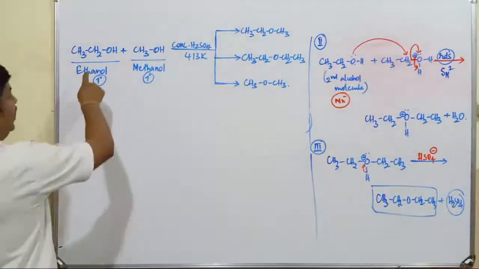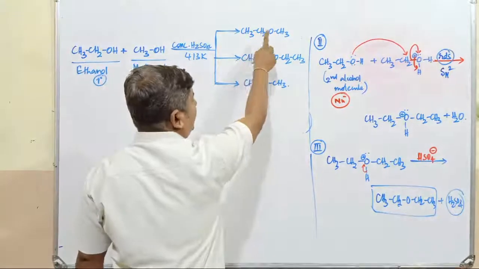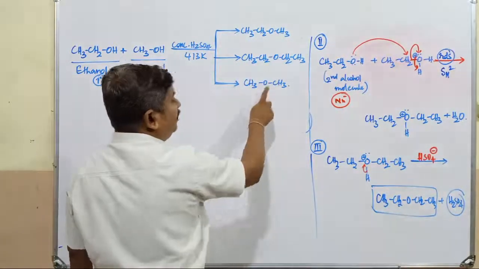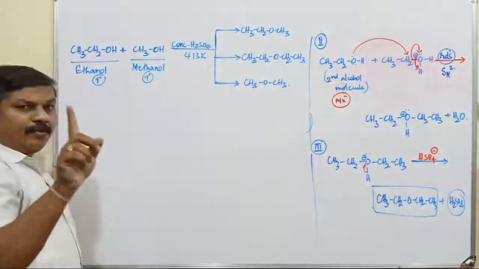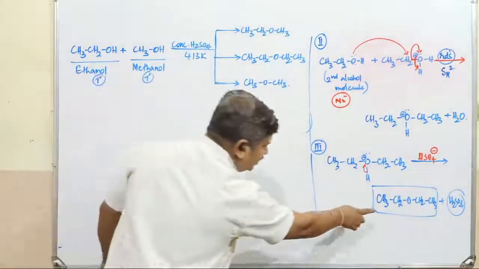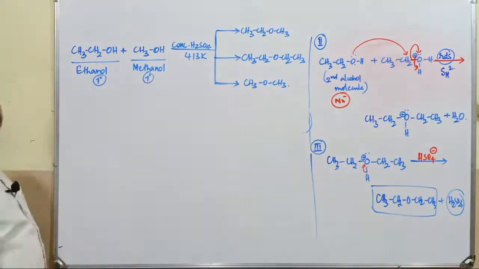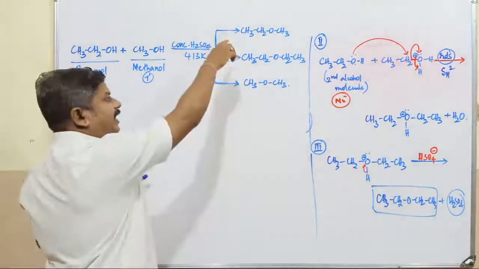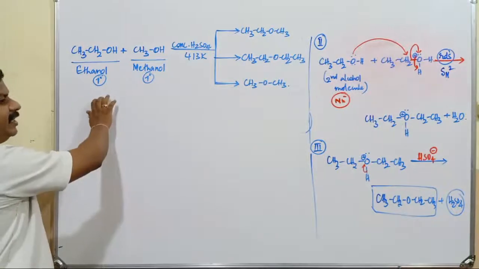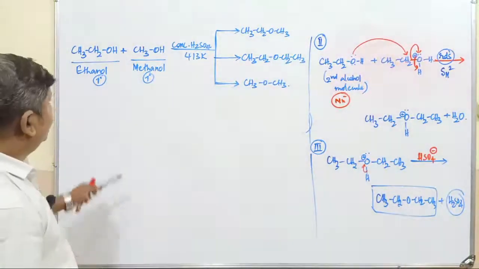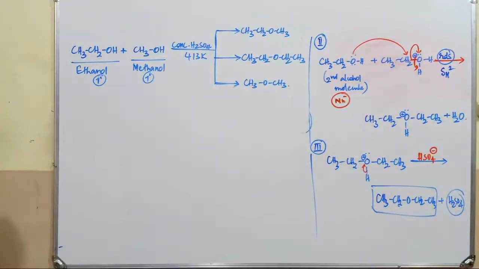When two different alcohols are used, it forms a mixture of ethers: methoxyethane, ethoxyethane, and methoxymethane. Three different types of ethers are produced. If you take only a single type of alcohol, only one ether is formed. Even though both are primary alcohols, there is no formation of a single product. Instead, three different types of ethers are formed. So this method is not applicable for preparation of ethers using different types of alcohol.